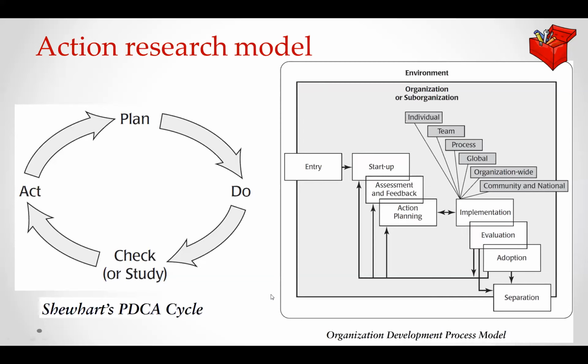So the outer cell wall, the band in white, the environment, is the environment in which the organization exists, right? So it could be the community, the society, the state, or the country, or the region in which this particular organization exists. The starting point is this entry. What this entry basically means is the entry of the OD consultant, right? So how does the OD consultant get entry into the organization?